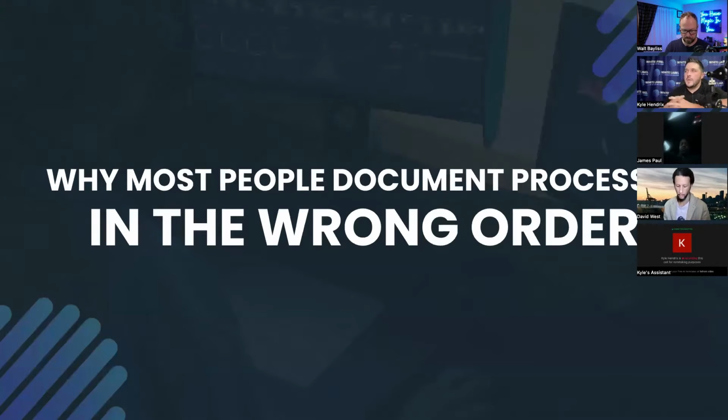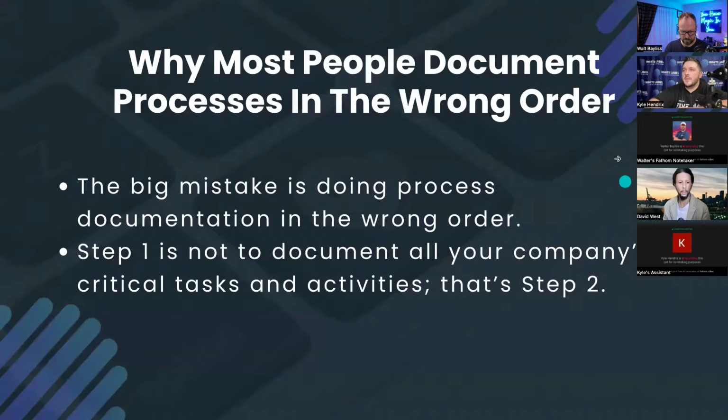All right, so why most people document processes in the wrong order. One of the big mistakes you can see out there, when you go to document your process, is doing it in the wrong order. The first step is not to document all of your company's critical tasks. So you wouldn't just come in and say, okay, this is what it looks like for us to request vacation time, and this is what it looks like for us to take a day off. Really, that's step number two. The first thing you want to do is map out your value engines.